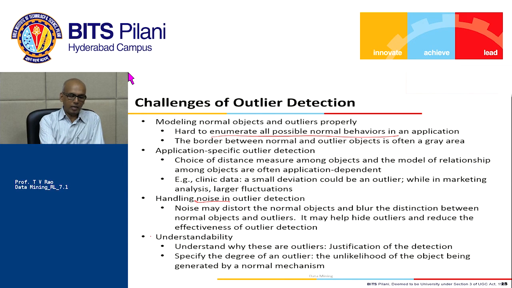And finally, outlier detection requires understandability. So there should be a basis on which the event that has been observed by the data analyst or the business analyst can be determined to be indeed an outlier. So if they do not find any logic or a reasonable basis, then they will not have confidence with respect to the detection process.